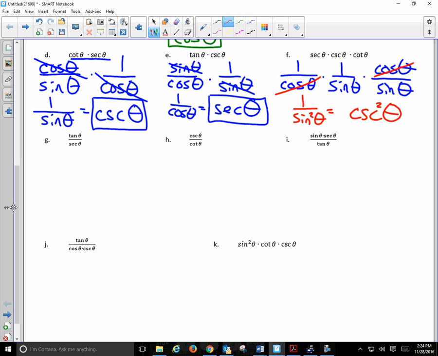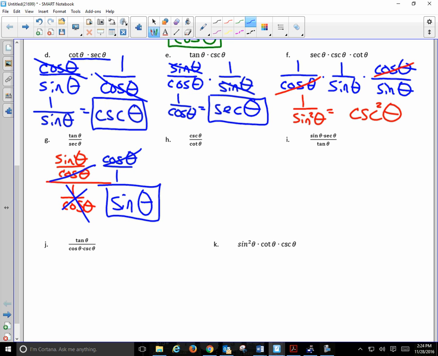Okay, let's divide them. We'll take tangent divided by secant. How do you rewrite tangent? So that's tangent. How do you rewrite secant? 1 over cosine, right? Now what do I got to do? Multiply by the reciprocal. So we multiply by cosine of theta over 1. I'm left with sine.